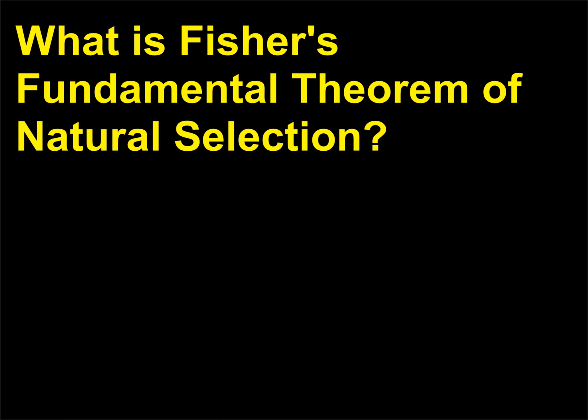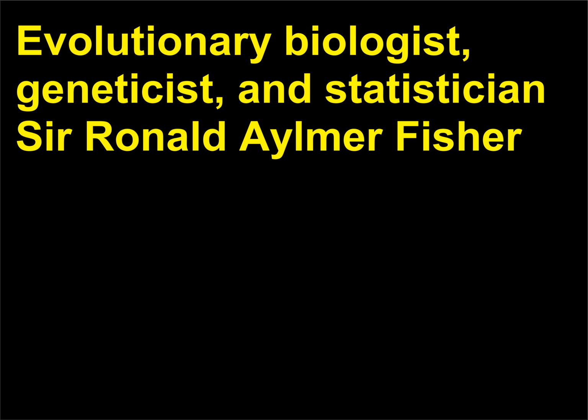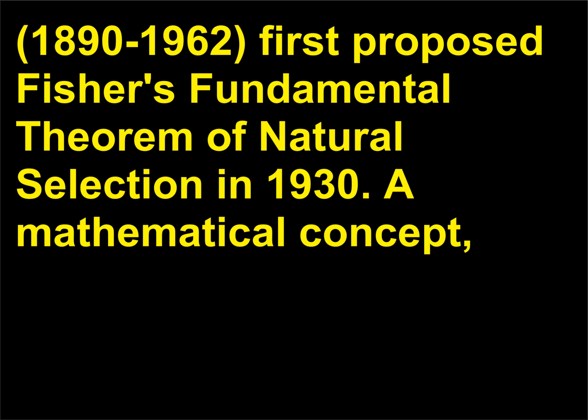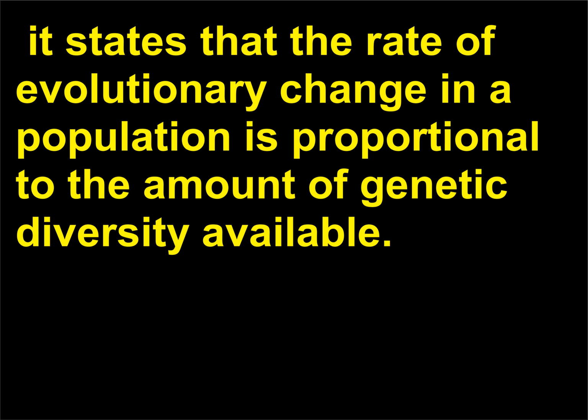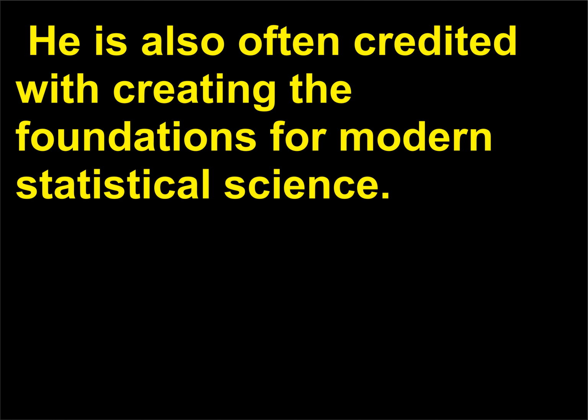What is Fisher's fundamental theorem of natural selection? Evolutionary biologist, geneticist, and statistician Sir Ronald Aylmer Fisher, 1890-1962, first proposed Fisher's fundamental theorem of natural selection in 1930, a mathematical concept. It states that the rate of evolutionary change in a population is proportional to the amount of genetic diversity available. He is also often credited with creating the foundations for modern statistical science.